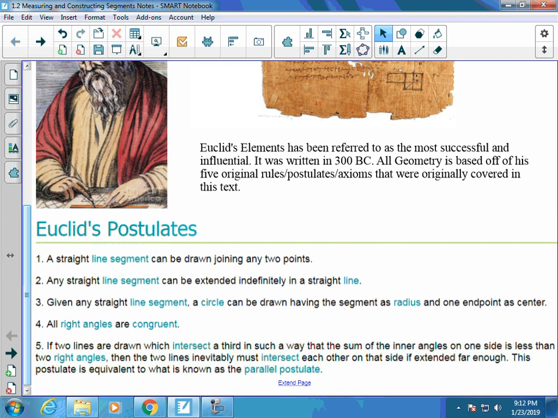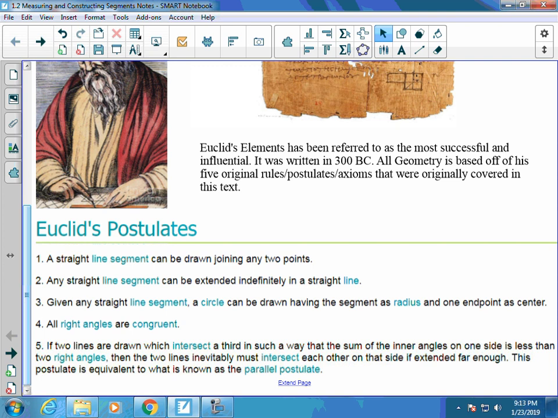This guy, Euclid, came up with these 5 original axioms, rules, postulates that basically every bit of geometry is based off of. Those 5 original ones, in some degree, were: a straight line segment can be drawn joining any 2 points. Any straight line segment can be extended indefinitely in a straight line. Given any straight line segment, a circle can be drawn having the segment as a radius and one endpoint as center. All right angles are congruent.